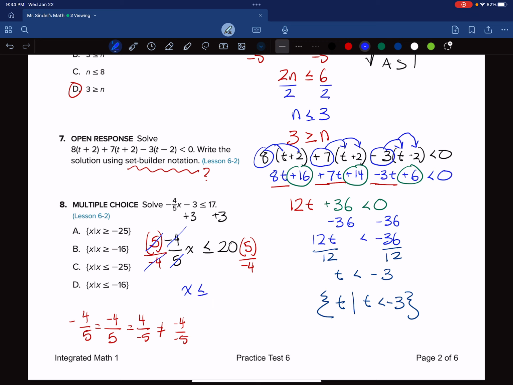And I have to be careful here. I just made a mistake because I just divided by a negative. Whenever you're divided by a negative, I flip the sign. This is going to be greater than or equal to. And now I have to figure out what's going on over here.